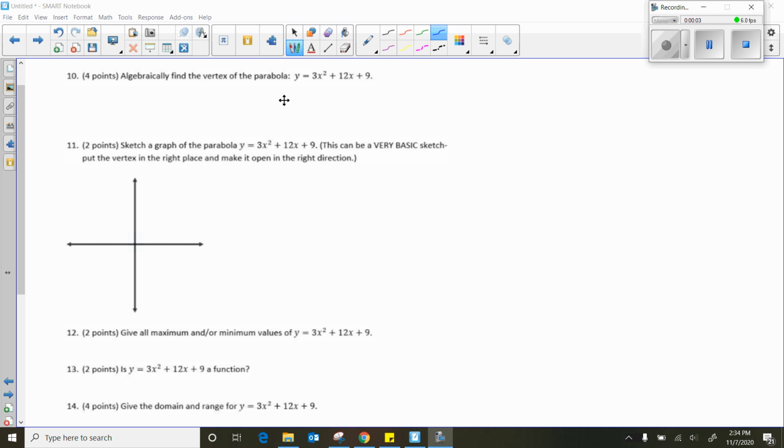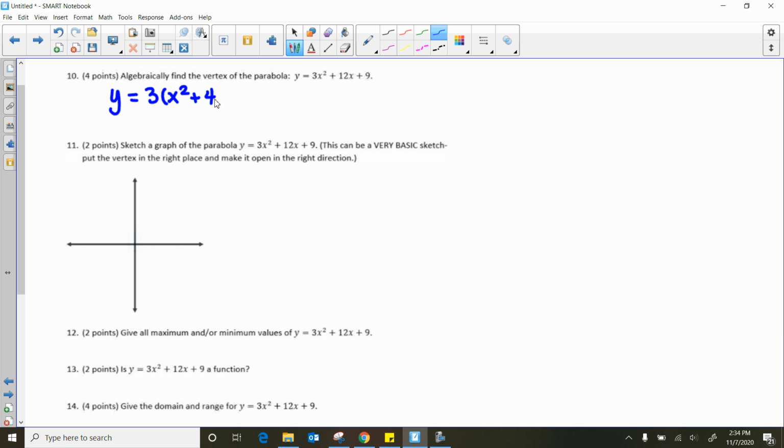When we're finding the vertex of a parabola, we had two different approaches that we could take. Some of you took each of them, so I'll show them both. One of them is to complete the square, which means I'm going to start by factoring out the 3 from the x squared and the x term.